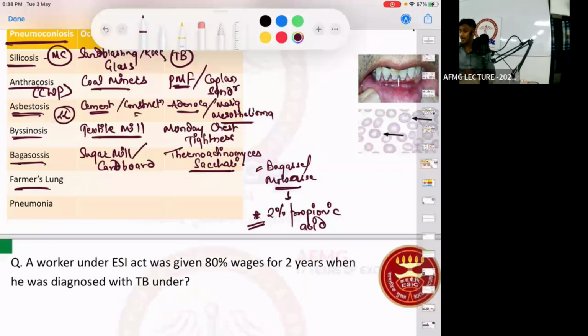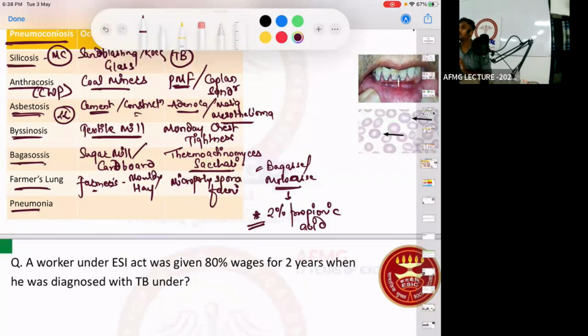Next one is farmer's lung. Farmer's lung is due to exposure to moldy hay. So definitely it would be seen in farmers, right? By the name it is evident. And the organism responsible is Micropolyspora faeni. This option also came in the exam. The organism responsible for farmer's lung is Micropolyspora faeni.